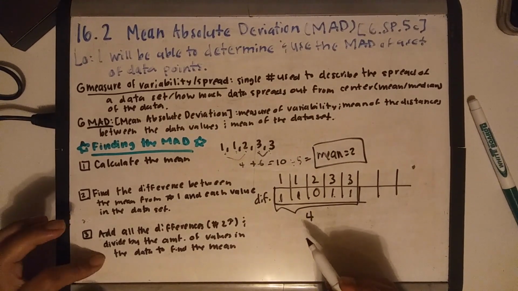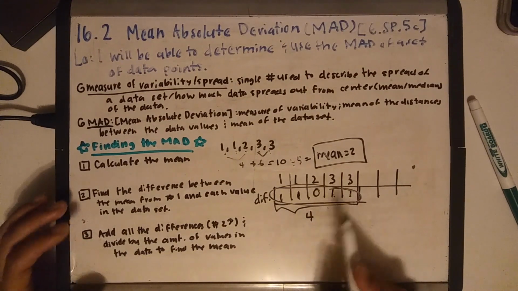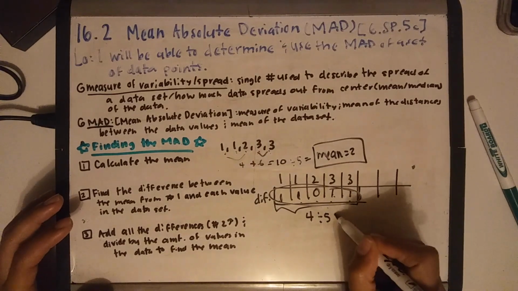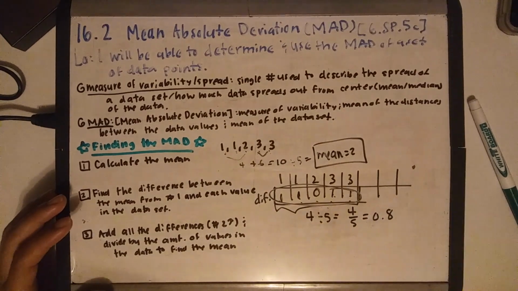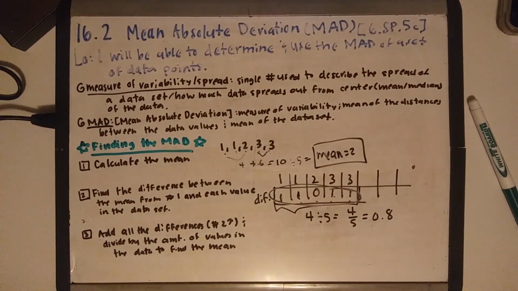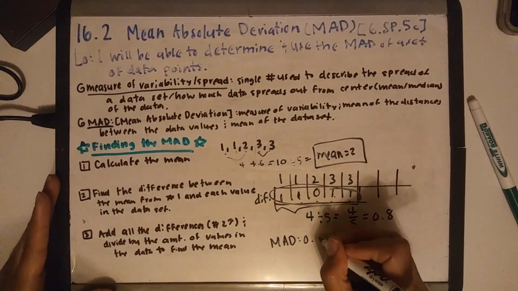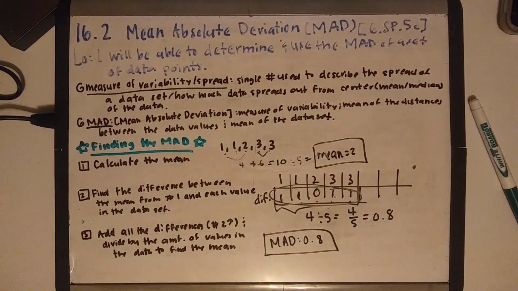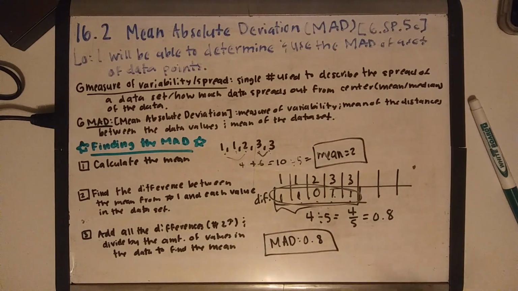So that's my step number 3. I added the differences together, so that's 4, and then I divide by the amount of data points I have, so that's 5. So 4 divided by 5. That's either 4/5, or if you change it to decimal, it's 8/10. Okay, so that will be the MAD. So this is basically the mean, or the average, of the differences between each of those values and the mean of the whole data set.